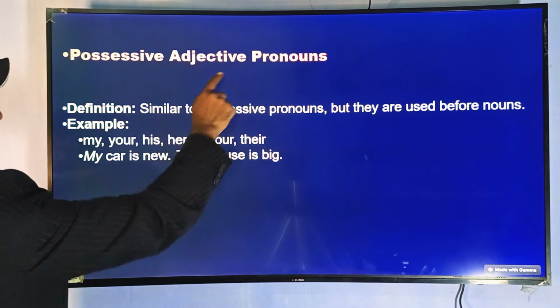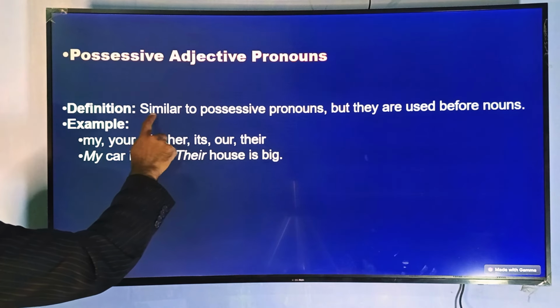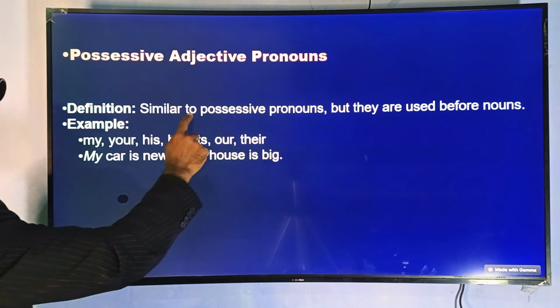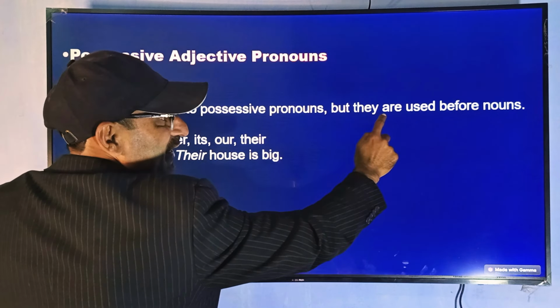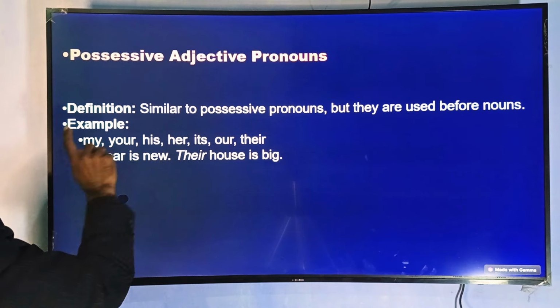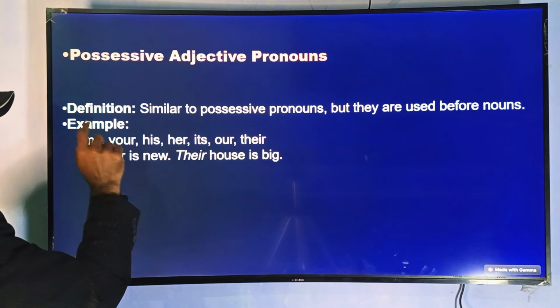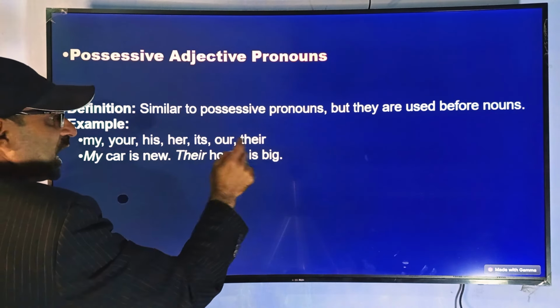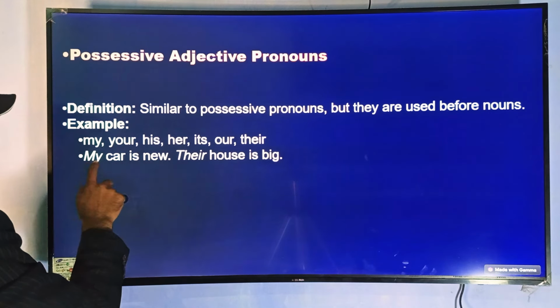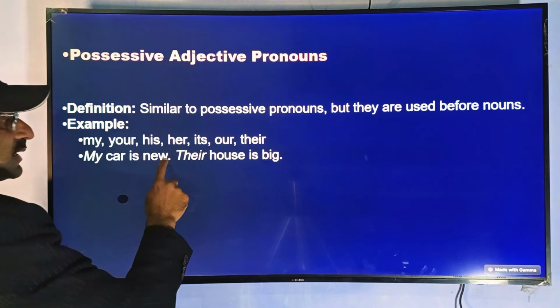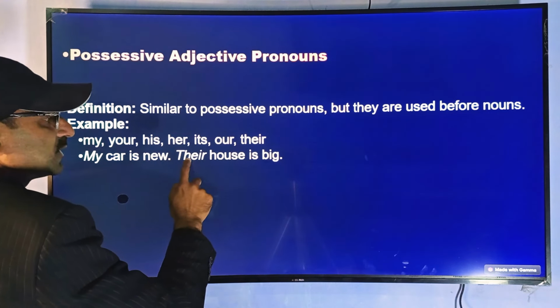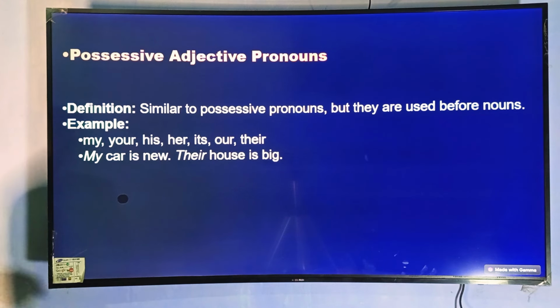Another type is the possessive adjective pronoun. The definition of a possessive adjective is that it is similar to a possessive pronoun, but it is used before a noun: my, your, his, her, its, our, their. My car is new. Their house is big. Their is also a possessive adjective.